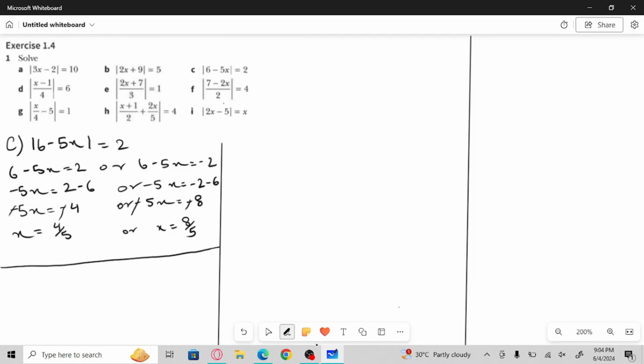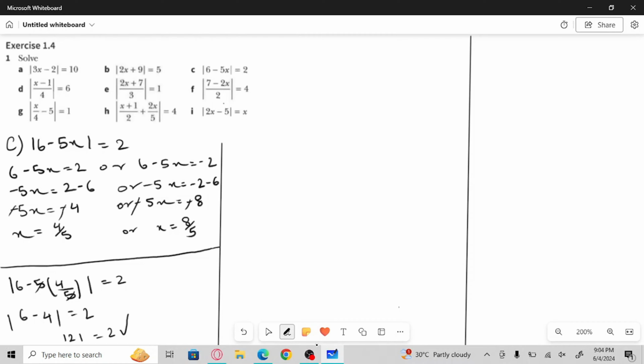Now we will input this value into the question and then see if they are correct. So in a modulus, we will write 6 minus 5 multiplied by 4 upon 5 is equal to 2. 5 and 5 will be cancelled as they are multiplied. We will say that the modulus of 6 minus 4 is equal to 2. And modulus 2 is obviously equal to 2. That means this value is correct as an input.